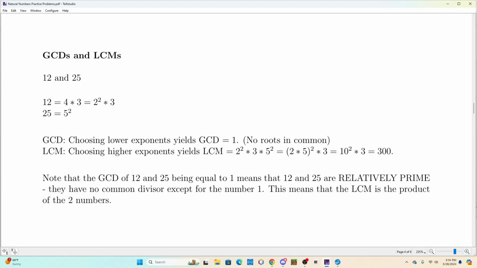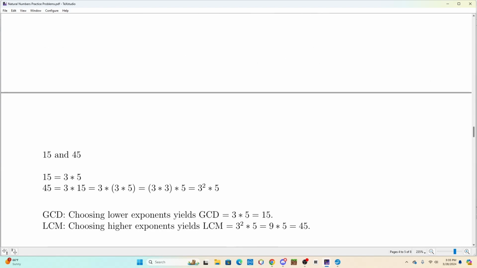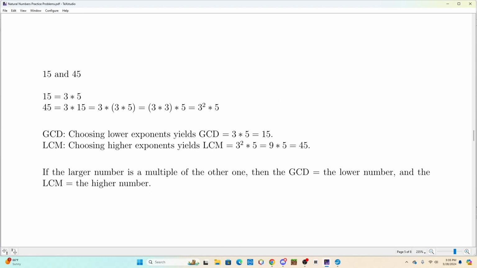Note that the GCD of 12 and 25 being equal to 1 means that 12 and 25 are relatively prime. They have no common divisor except for the number 1. This means that the LCM is the product of the two numbers. For 15 and 45, 15 is a divisor of 45, so everything that divides into 15 also divides into 45. The GCD is the lower number, or 15, and the LCM is the higher number, or 45.